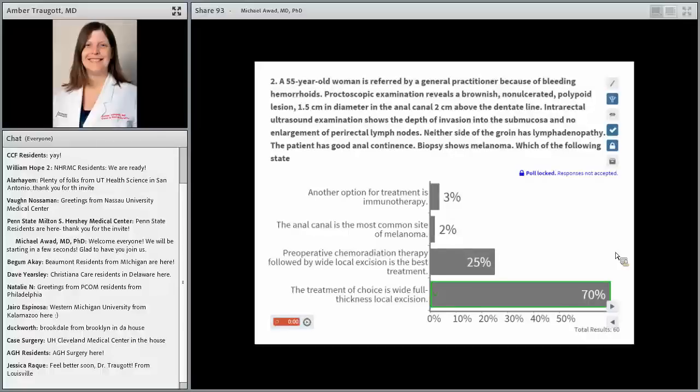well to traditional chemoradiation therapies. And so there's really not much role for those in the case of a well-defined melanoma that doesn't have any evidence of metastasis. The other options are not many of you chose, so we'll go on to the next question.